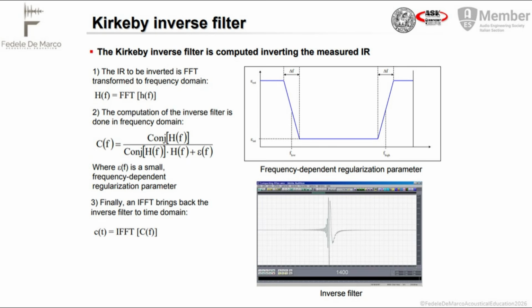The Kirkby inverse filter is computed by inverting the measured impulse response through a three-step process. First, the impulse response is transformed into the frequency domain using a fast Fourier transform. Second, the inverse filter is calculated in the frequency domain by applying a formula that includes a small frequency-dependent regularization parameter to ensure stability. Finally, an inverse fast Fourier transform brings the inverse filter back into the time domain, as shown in the provided waveform in the frequency-dependent regularization plot.